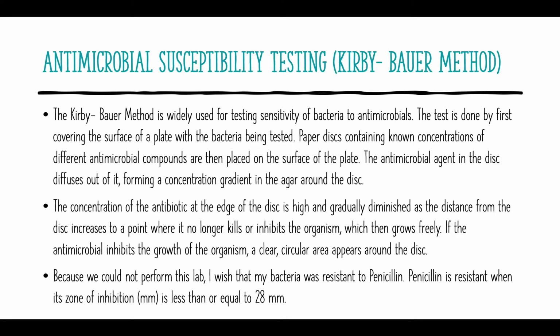So we could pick which one of the antibiotics that we wanted our bacteria to be resistant to, and I picked penicillin because I personally am allergic to penicillin. And according to the chart in our lab book, the zone of inhibition, which is in millimeters, is less than or equal to 28 millimeters in order to be resistant to penicillin.